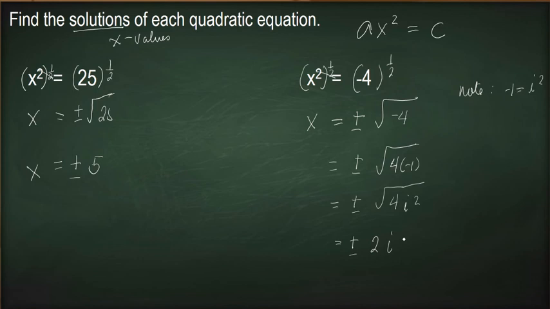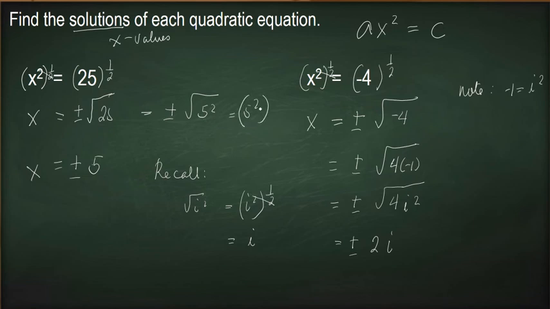You might ask me, ma'am, bakit naging i na lamang ang square root of i squared? Remember this, recall that square root of i squared can be written as i squared raised to, okay, 1/2. Then apply power law, then we have now i. Okay? Ganun din dito sa square root of 25. Ang square root of 25 can be expressed as 5 squared. And square root of 5 squared can be expressed as 5 squared raised to 1/2. That is why our answer is positive negative 5.